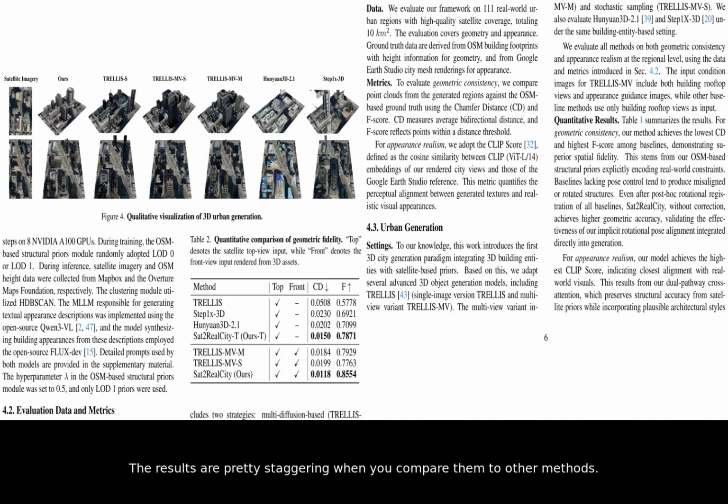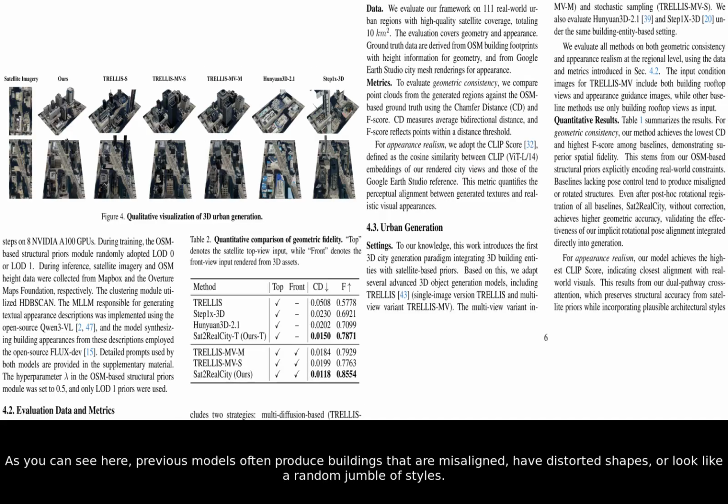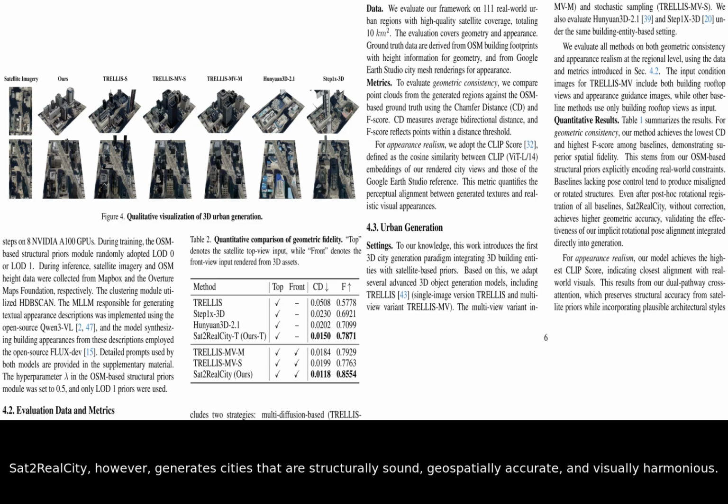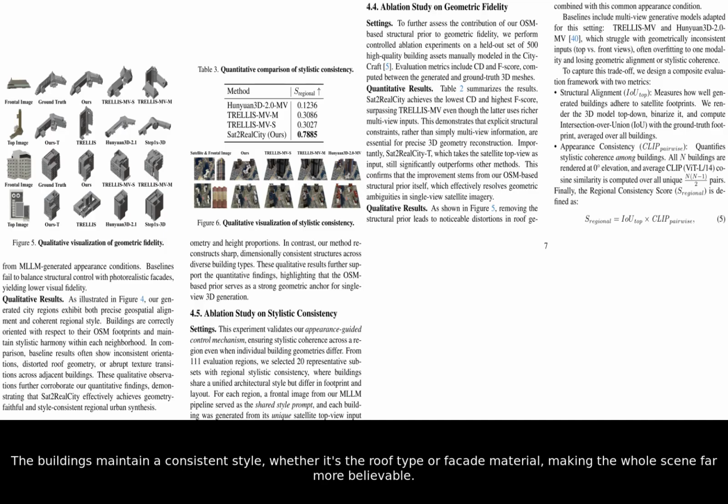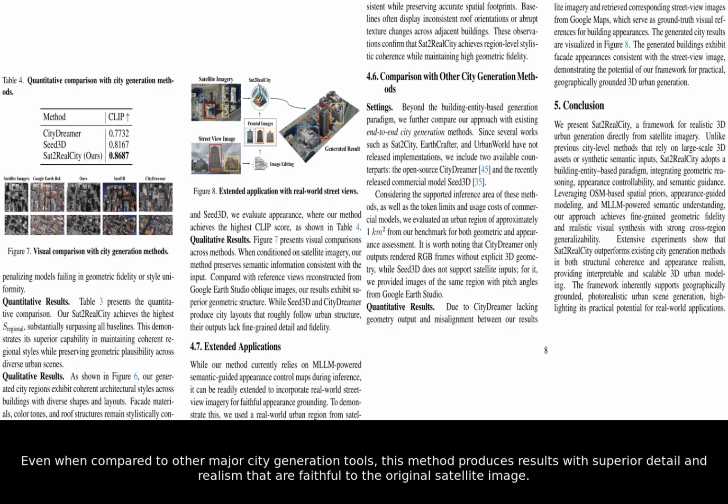The results are pretty staggering when you compare them to other methods. As you can see here, previous models often produce buildings that are misaligned, have distorted shapes, or look like a random jumble of styles. Sat-2 Real City, however, generates cities that are structurally sound, geospatially accurate, and visually harmonious. The buildings maintain a consistent style, whether it's the roof type or facade material, making the whole scene far more believable. Even when compared to other major city generation tools, this method produces results with superior detail and realism that are faithful to the original satellite image.